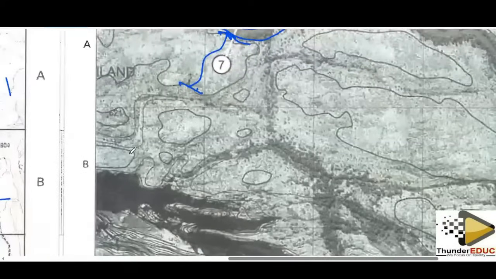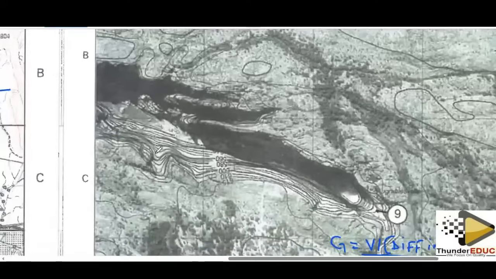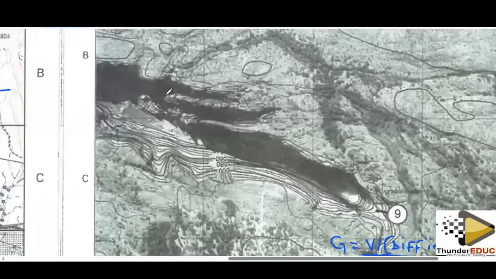This is B1 here, B1, and C3. Let's check the question again. It says the fluvial landform found between block B1 and C3 on the orthophoto map. Okay, B1 and C3. This is B1 here. This is C3 here.